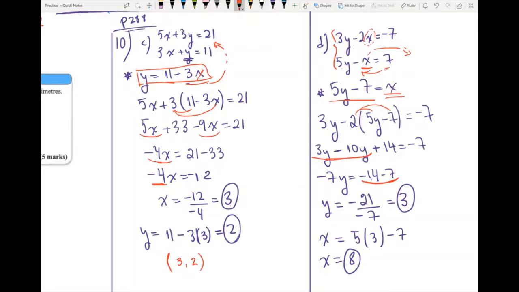which is equal to 3. Then we take the value of 3 and replace it in this equation so that we find the value of x. So 5 times 3 is 15, minus 7 equals 8. So this is the value for x. So the solution for this system is x equals 8 and y equals 3.